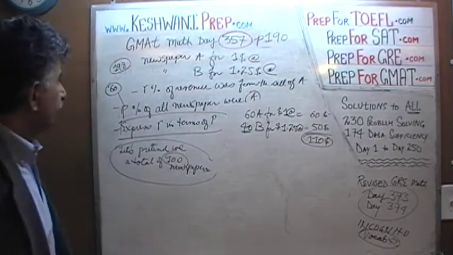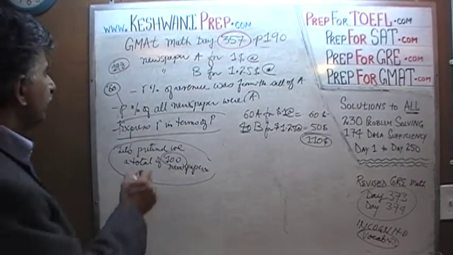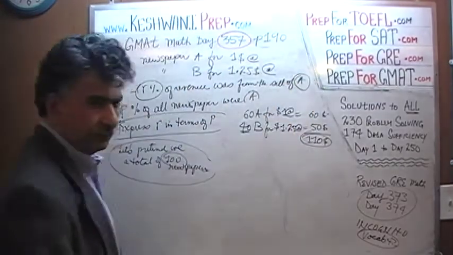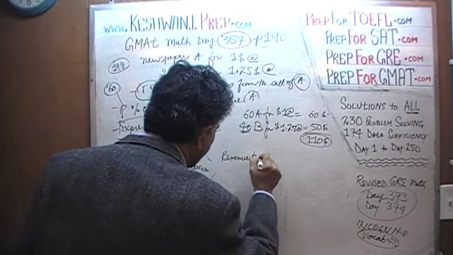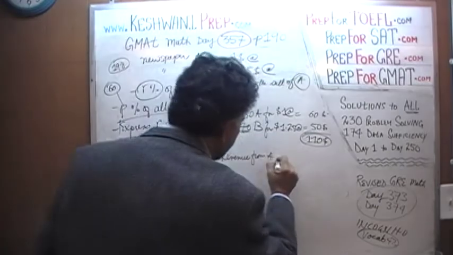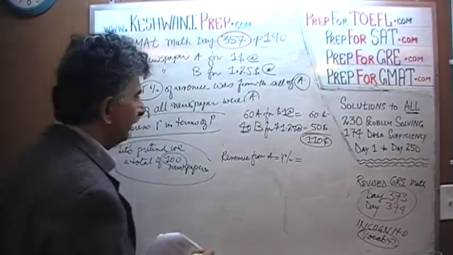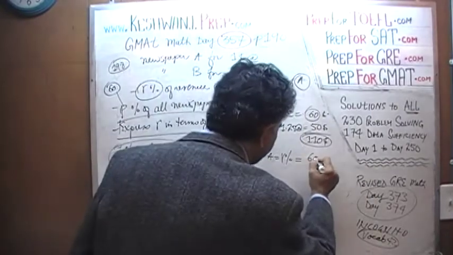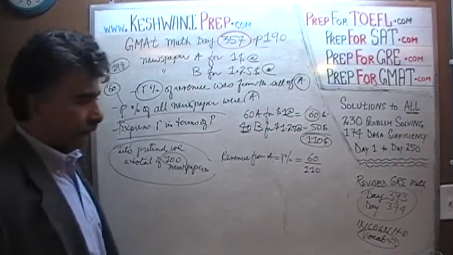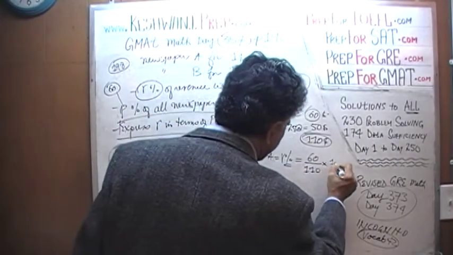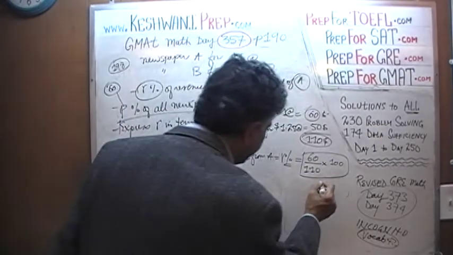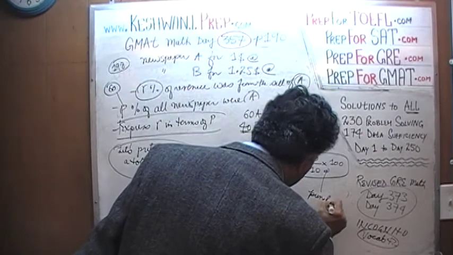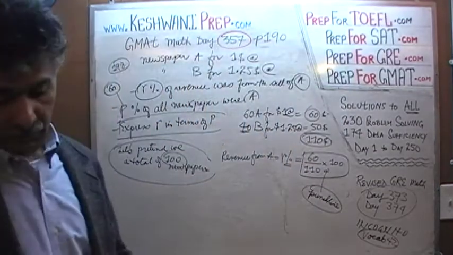Let's carry on then. We were told that R percent of the revenue was from A. Well, the revenue from A, as you can see, we generated $60 out of a total of 110. But they want it in percentage, so we have to multiply this by 100. This is our final answer, and we refer to this as our punchline. This is our punchline.